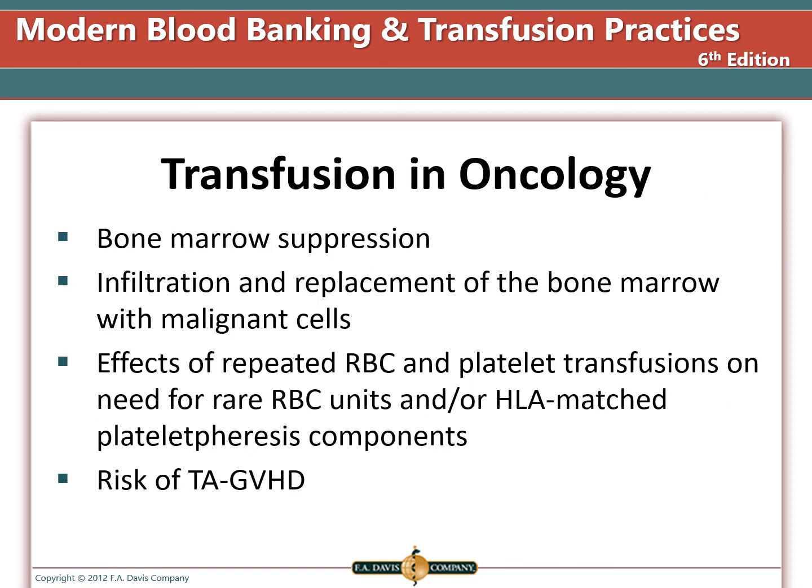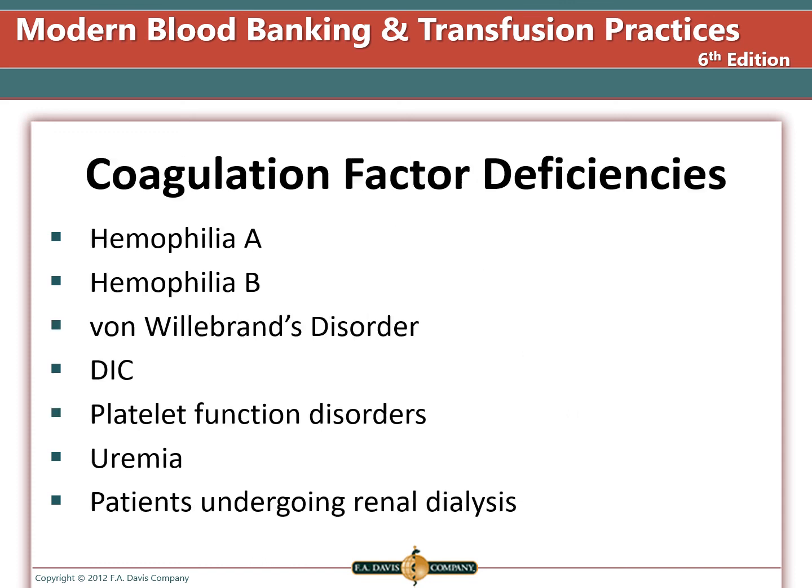Cancer patients may have bone marrow suppression and require transfusion. If the marrow is infiltrated with malignant cells, the patient's marrow is irradiated and replaced with a transplantation. These patients will not be able to make their own cells for a while and will need HLA matched blood components and irradiated products to prevent graft versus host disease. Patients with coagulation factor deficiency will require treatment to replace deficient factors.